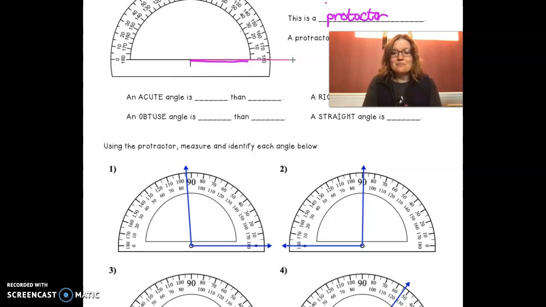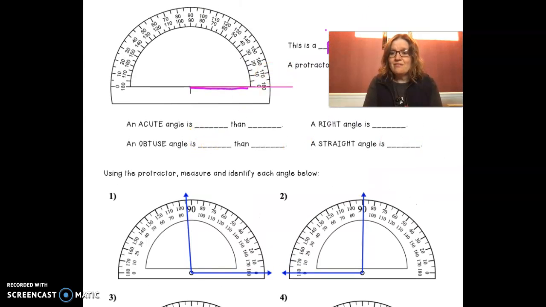So, some things that you need to know. First off, an acute angle is less than 90 degrees. Okay, here we go. An acute angle is less than 90 degrees. So anything from here through here is an acute angle. Any line that goes from there. A right angle is 90 degrees.